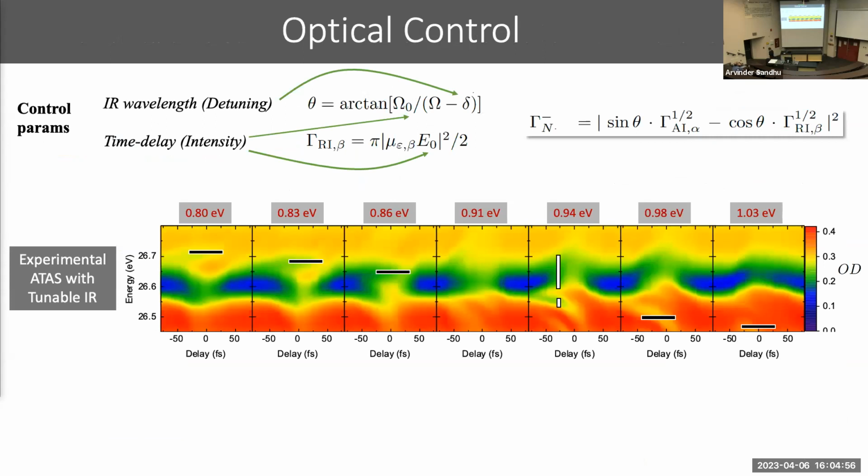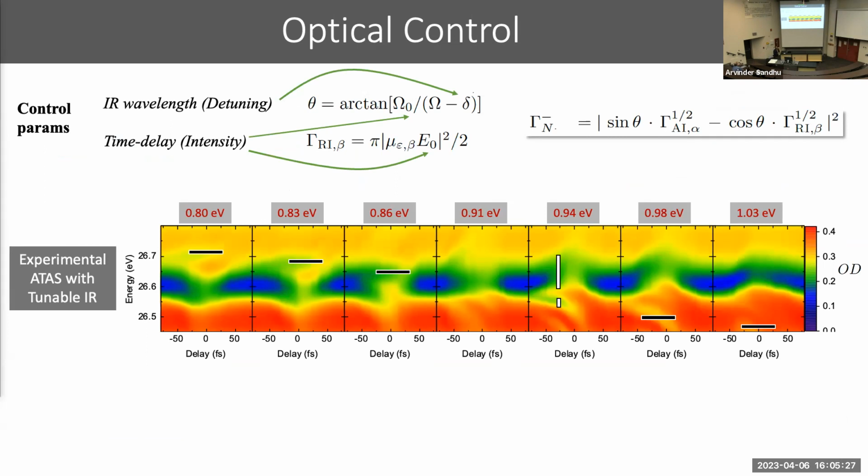It's kind of a dense slide, but we don't have to understand every aspect of it. I'll just point out the main key message here. I want to use my laser wavelength tuning to control the mixing angle that goes into this overall rate of decay. And I want to use my time delay or intensity to control the radiative ionization rate, which is this over here. As a result, I can control the net decay rate of the atom.